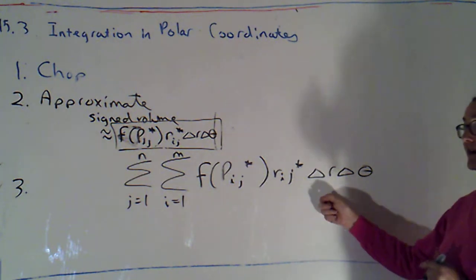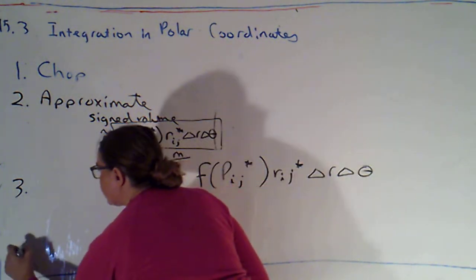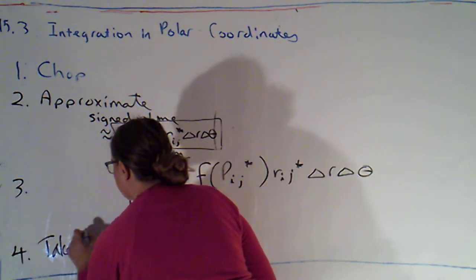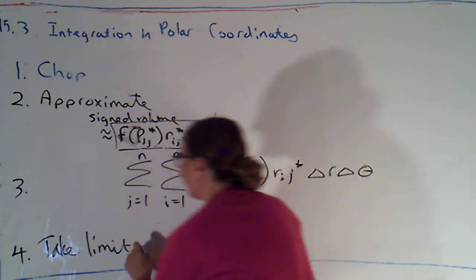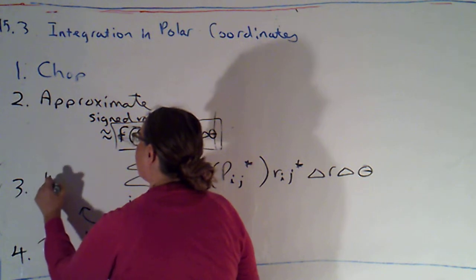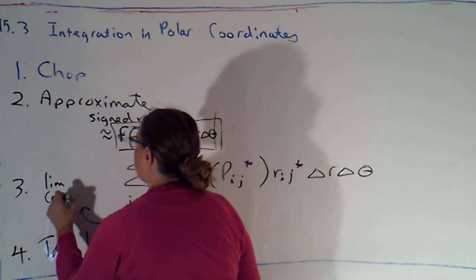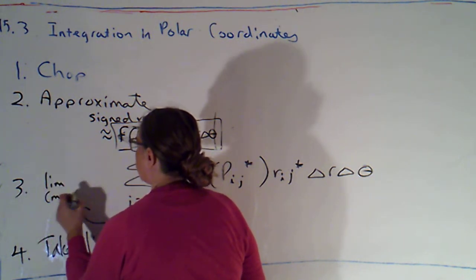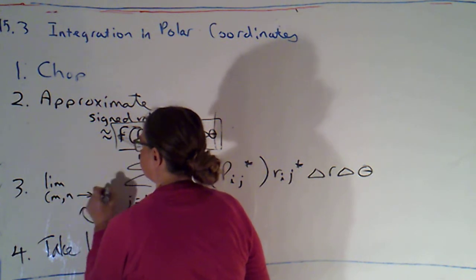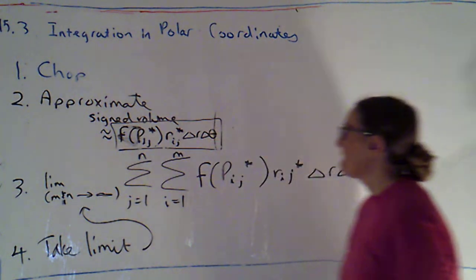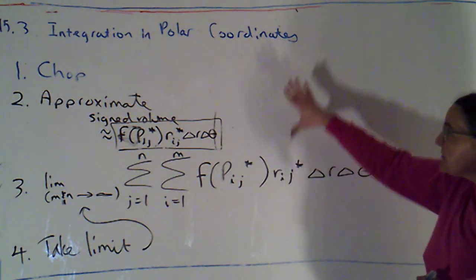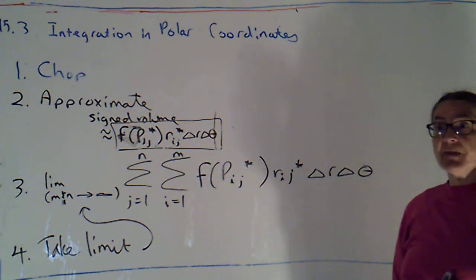This is our Riemann sum that we have. And then step 4 is to take the limit. Now, I'm not going to recopy everything, so I'm just going to put that up here. It becomes the limit as m and n both go to infinity of this Riemann sum. So that's how we're going to set things up.